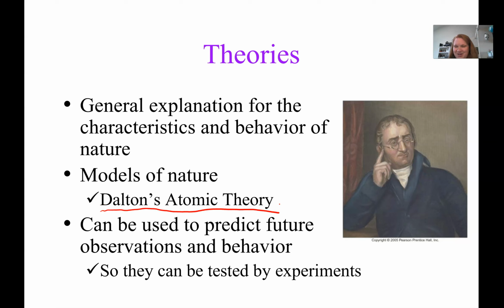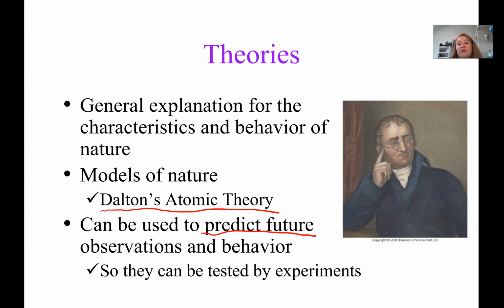John Dalton's atomic theory is a way to explain a lot of information about nature. He said that atoms are small, indestructible particles, and this has been used to explain a lot of the behaviors of atoms and molecules throughout the years. One important piece about a theory is that it can be used to predict future behavior. So if we know why something is happening, then we can predict what will happen in the future.